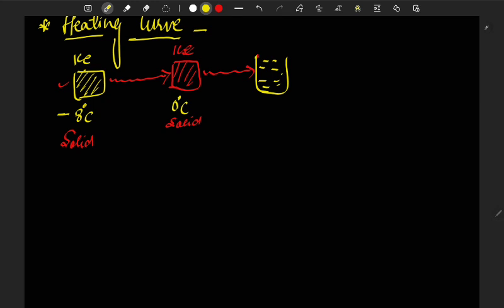I have told you that whenever there is change of phase, temperature remains constant. So this ice is going to convert into liquid at 0 degrees Celsius, but now its phase has changed. Now suppose we supply more heat, then what will happen?